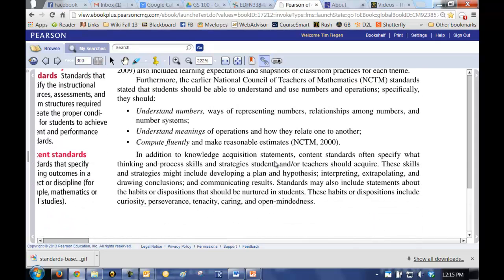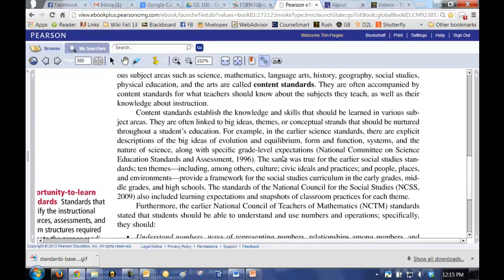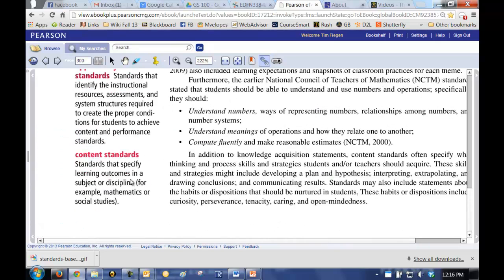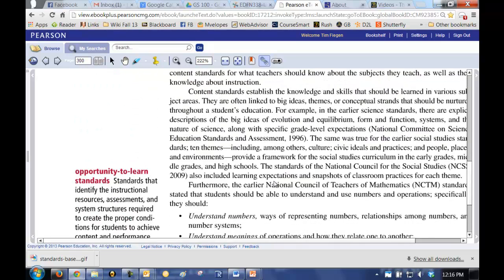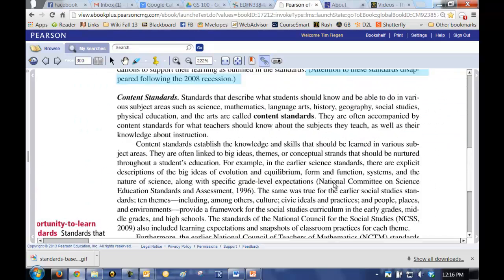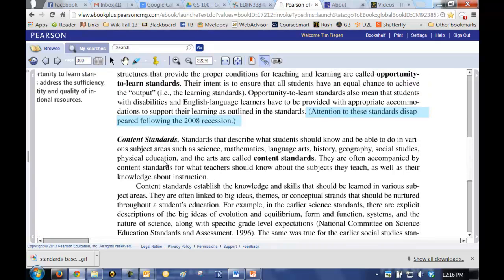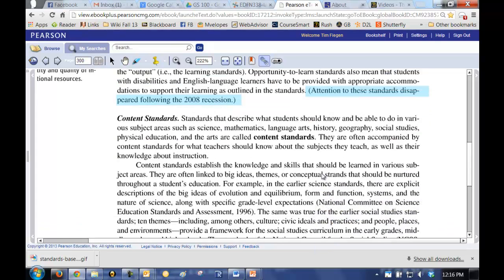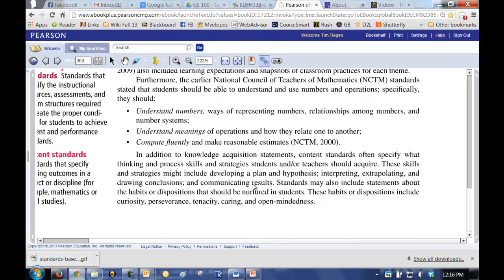And so that was the precursor to a federal curriculum and federal standardized tests. It was called content standards: standards that specify learning outcomes in a subject or discipline, for example, math and social studies, but it was at the state level. It was not the federal government. And that's what's so interesting about Common Core: every state had set their content standards. So it's really interesting to me that we rooted that out.